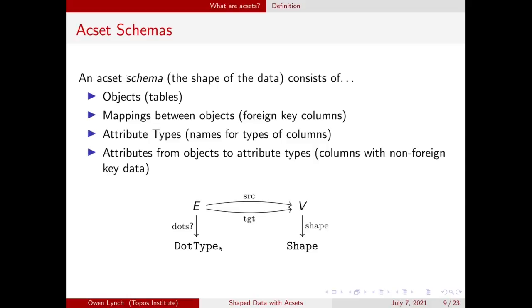In database land, each of these arrows corresponds to a column from its source. So the table for edges has a dots column, a target column, and a source column. The table for vertices has a shape column, as you saw before.